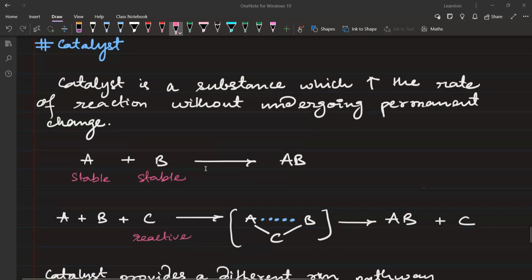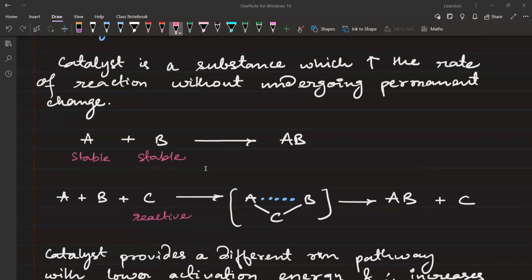This is the definition for catalyst. Now, how does a catalyst work? Let us suppose we have a reaction, listen carefully, where A is what? A is stable. And B is also stable, and we have to form a compound AB. Make sense? If both of them are stable, then they are not going to react very easily. Make sense? If both are stable, they will not react that quickly.